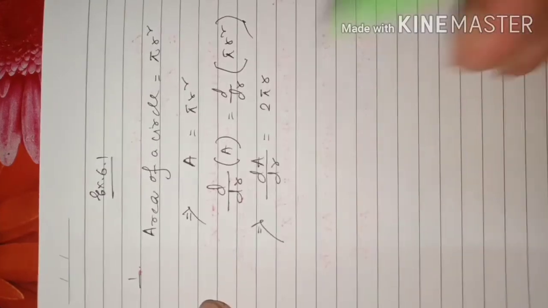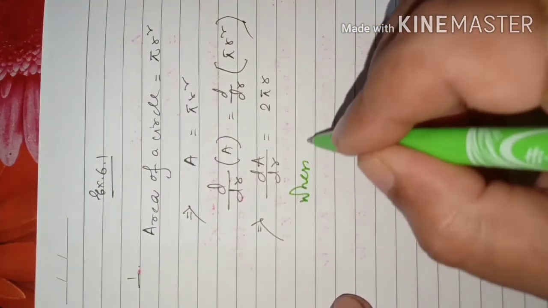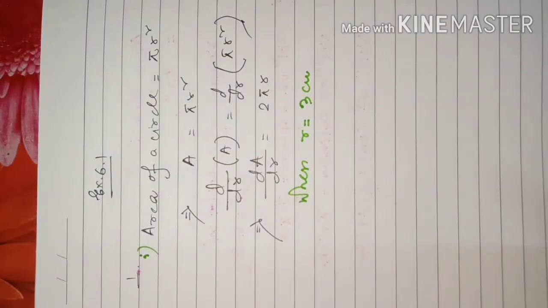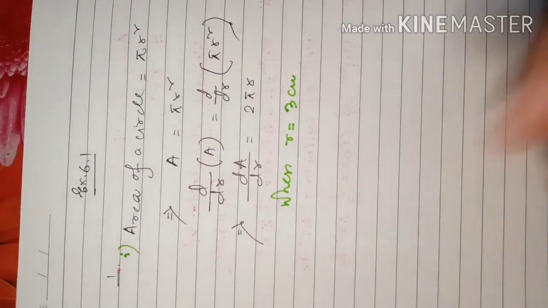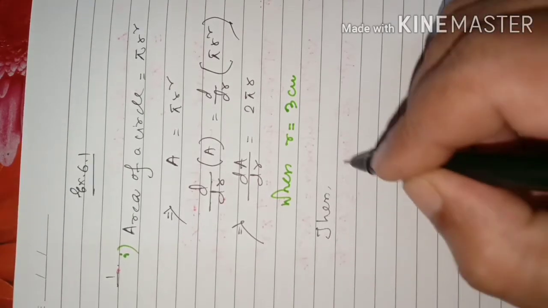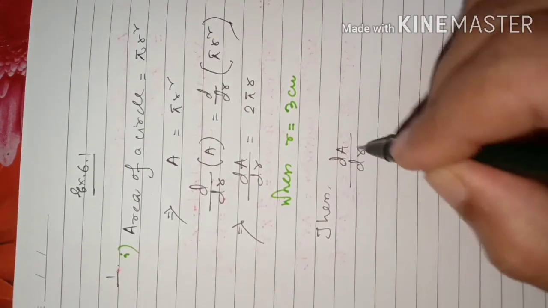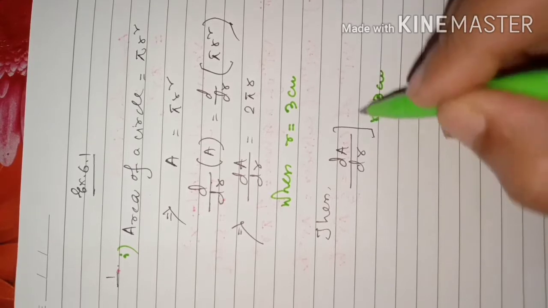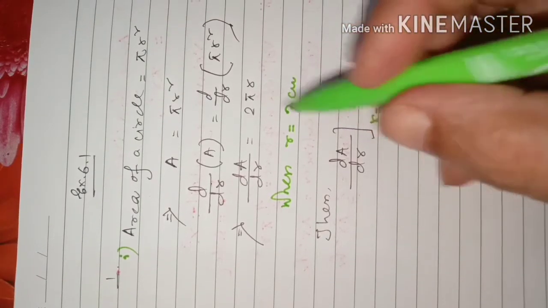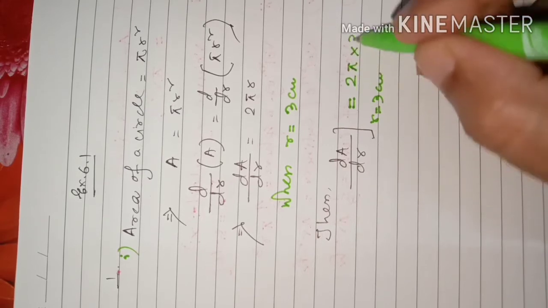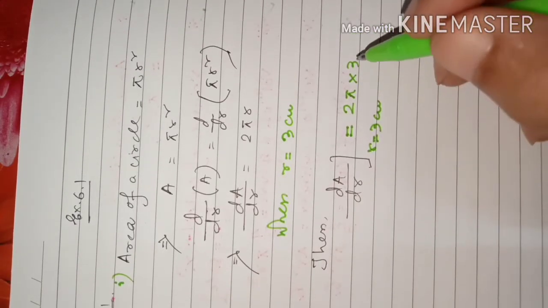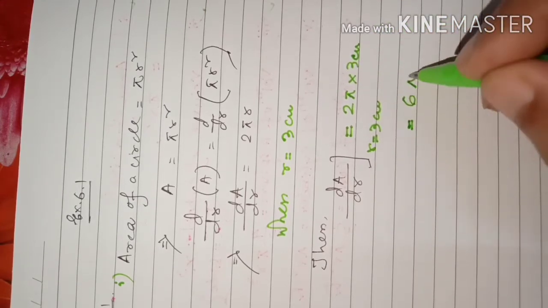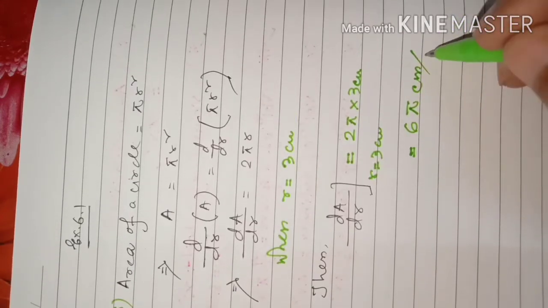Now at a particular instant, when the radius is 3 cm, we are solving question number 1, Roman number 1. So when the radius is 3 cm, the rate of change of area with respect to radius will be written like this: at r equal to 3 centimeter. That means now you are going to put 3 centimeter. So it will be 2 pi into 3, that is equal to 6 pi centimeter per centimeter.